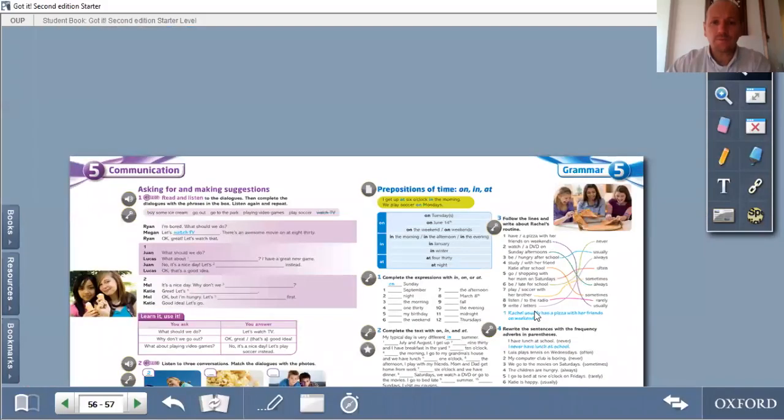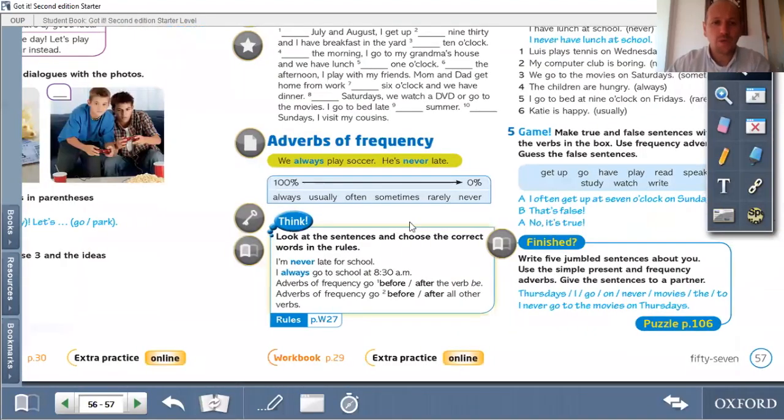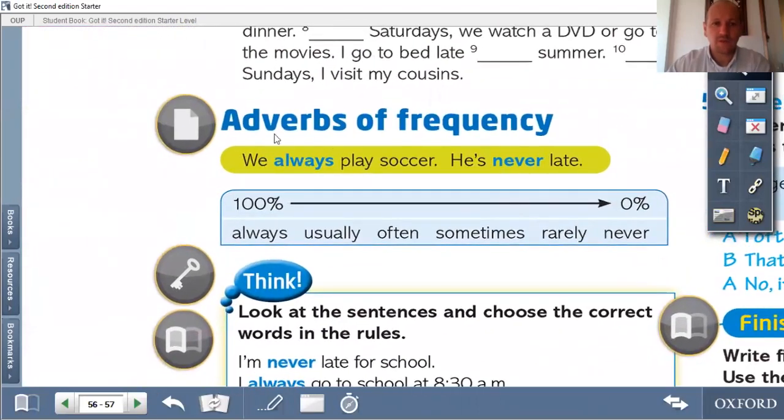Here we have in your book the frequency adverbs, okay? And here we have adverbs of frequency. We always play soccer. We always, that's 100%. Siempre lo hacemos. He's never late. Él nunca llega atrasado. Nunca, 0%. So always must be the 100% and never is going to be the 0%. Always va a ser siempre 100% y never el 0%.